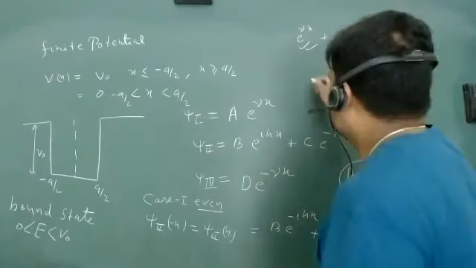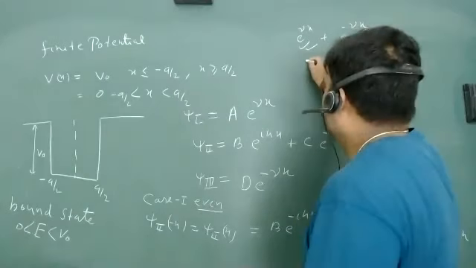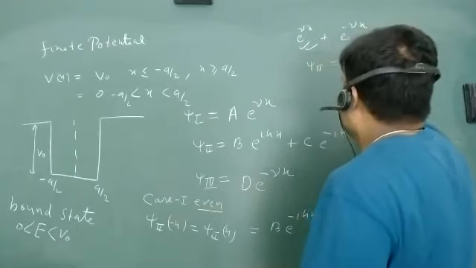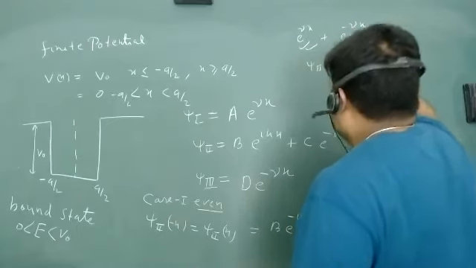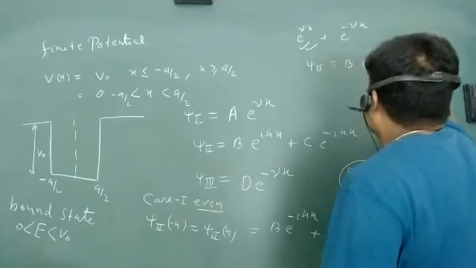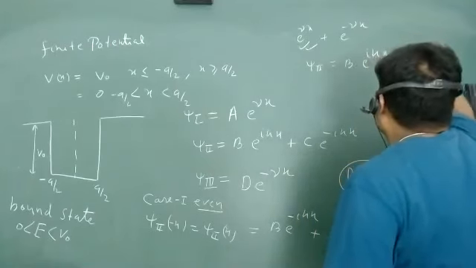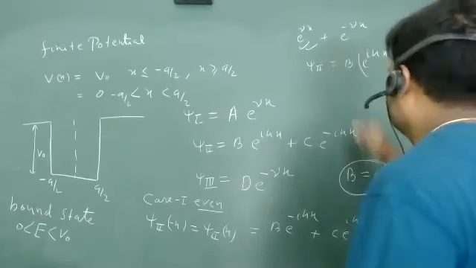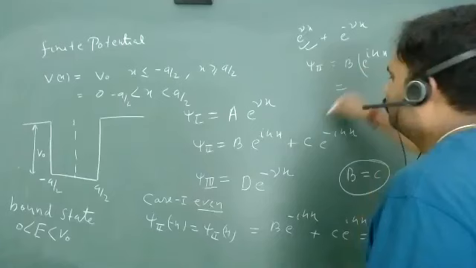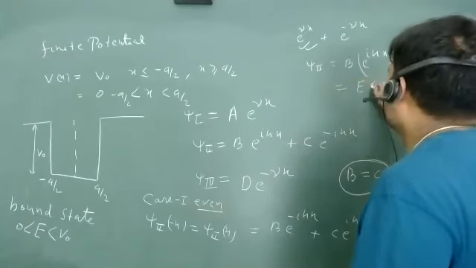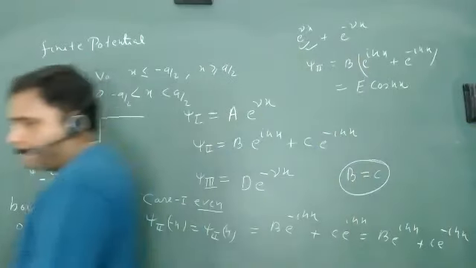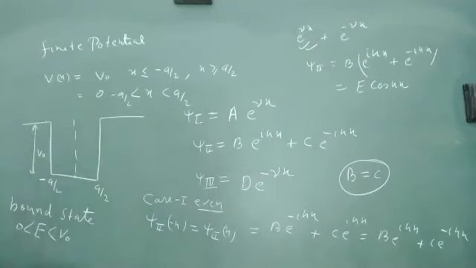So for B equal to C, psi 2 can be written as B times e to the power ikx plus e to the power minus ikx. So I can write this as a cos function. We can write this, D is done, let's call it E, E cos kx, isn't it? So that should be E cos kx. If there is any problem up to here, you can ask.